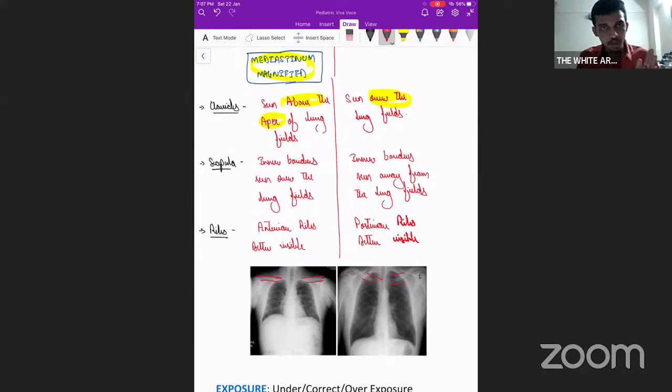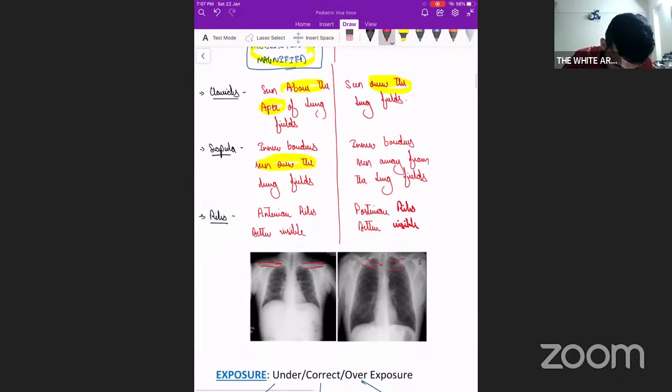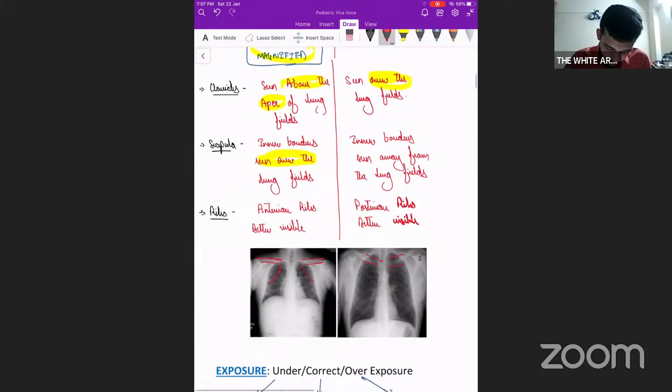Next is the scapula. What you see, the inner borders are seen over the lung fields. For example, look over here, the inner borders come somewhere over here. This is where you see the scapula, as compared to a PA view, wherein you see the scapular borders in the periphery. Okay, so this is the next point.